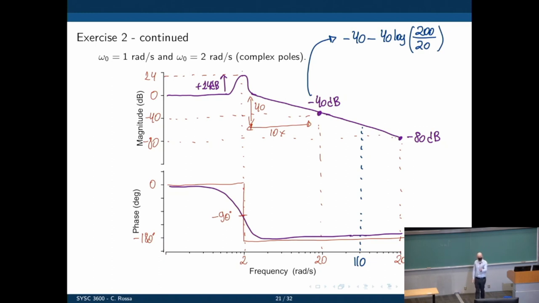We don't want to go from 20 to 200. We want to stop at 110. So just replace this with 110. And what is the result here? Does anybody have a calculator? Just make sure that you use log base 10.